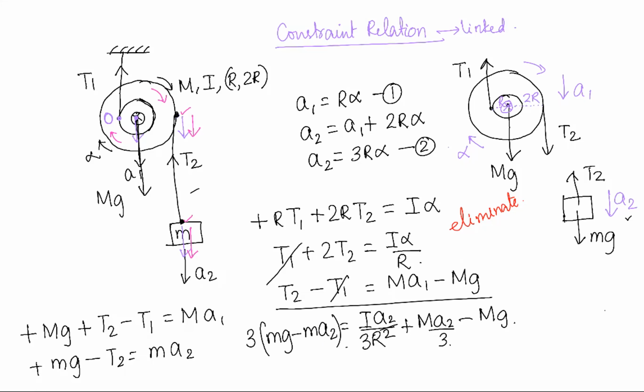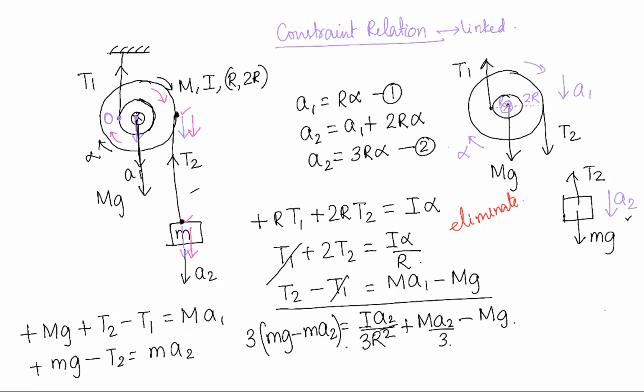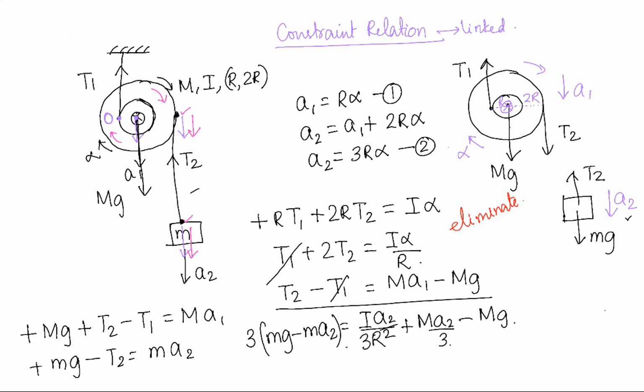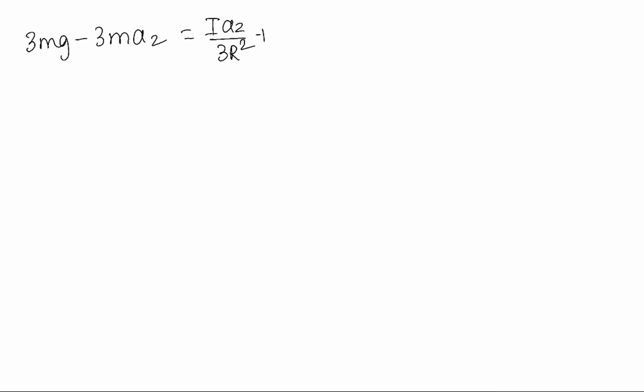हमें बस A2 का वैल्यू चाहिए. तो इस इक्वेशन को फटाफट राइट साइड पे जाके लिखते हैं. 3mg minus 3ma2. Keep struggling through a question, okay? Never give up. So IA2 divided by 3R square, or MA2 by 3 minus mg plus MA2 divided by 3 minus mg.